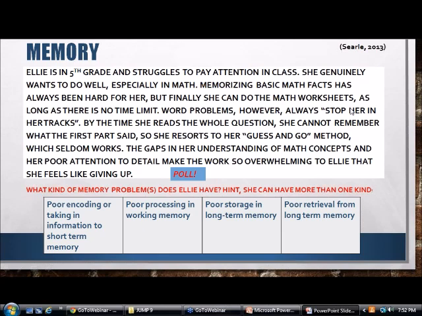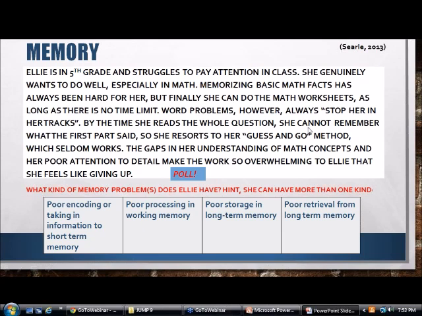Okay, so we're going to do a poll. What kind of memory problems does Ellie have? And she can have more than one. Is it poor encoding, or taking in information to short-term memory? Is it poor processing and working memory? Is it poor storage in long-term memory? Is it poor retrieval from long-term memory?